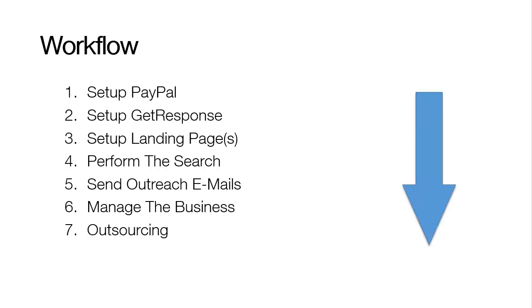So in this video, the first thing we're going to do is set up PayPal. We're going to get some buttons and some buy links together. Then we're going to set up a GetResponse campaign so we can collect leads. Next, we'll set up our landing pages, and that means adding our links, adding our buy links, or our opt-in form, and then also adding our videos. We have a couple of video sales letters for you to use, and we'll talk about how to set those up and get those hosted.